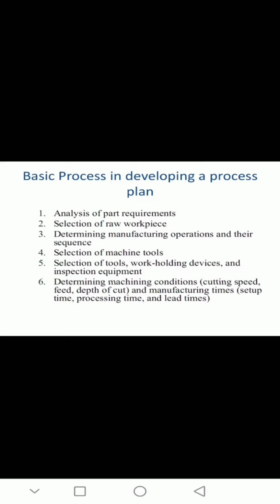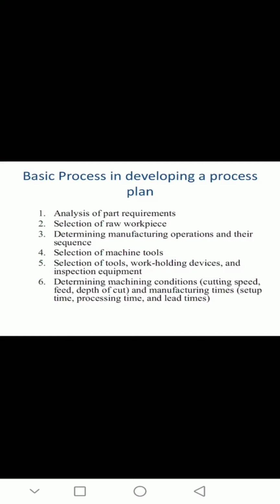Then selection of the machine tools, that is, what kind of machine has to be selected for that particular part, and we have to select the tools, work holding devices, and inspection equipment for that part. The next step is determining machining conditions: what cutting speed, what feed, and what depth of cut should be given. Then manufacturing times: the time associated with setting up the part and the tool, the processing time associated with that part, and the manufacturing lead times.